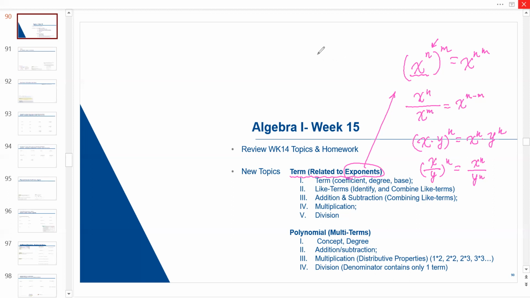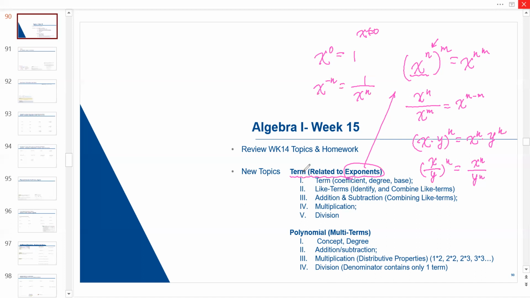And we also talked about the zero rule. If x is not equal to 0, any number except 0 to the power 0, the result will be 1. And we also talked about negative exponent rules. This one can be changed into this. So this mostly focused on exponents. Right now we extend it a little bit further, as what we call terms.